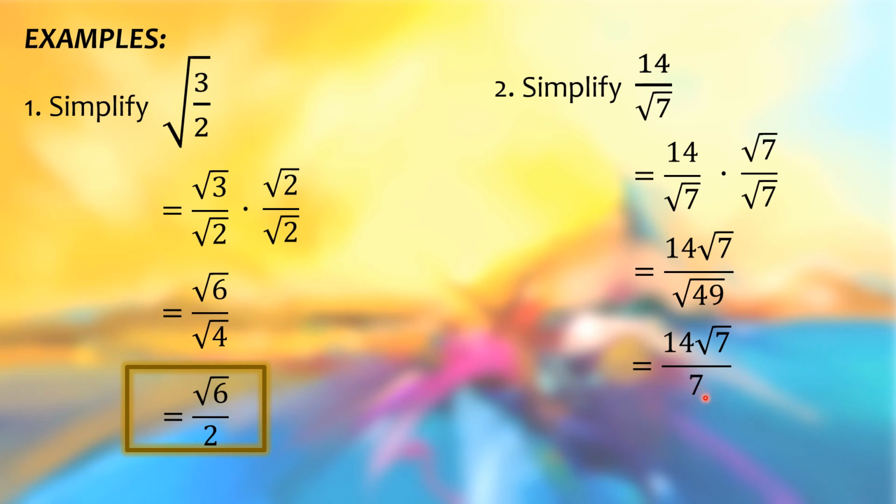Hindi pa ito yung final answer since kayang i-divide ang 14 sa whole number 7. Hindi pwedeng i-divide ang square root of 7 sa 7 dahil hindi sila parehong may radical sign. So, whole number sa whole number, therefore, the final answer is 2 square root of 7.